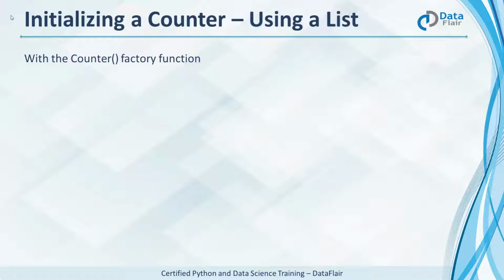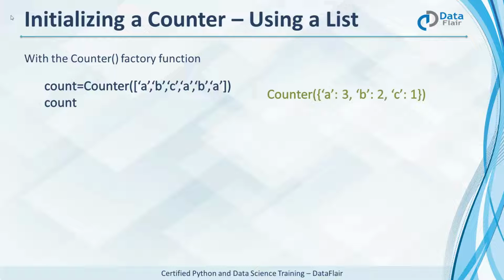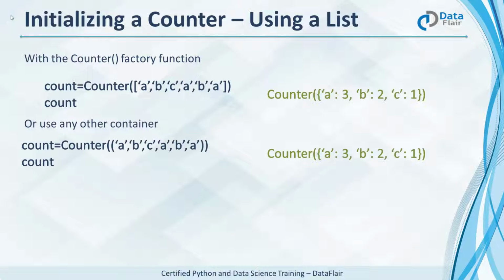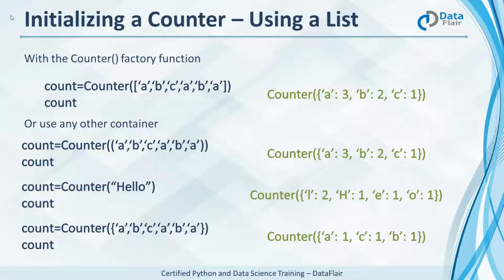There are many ways you can initialize a counter with the Counter factory function. Such a function helps dynamically create an object on the user's request. One example is when the user opens the browser. Each tab is an object generated at the user's request. Let's use a list. We've seen this one. A comes thrice, B twice, and C once. We can also use other containers like tuples, strings, and sets.